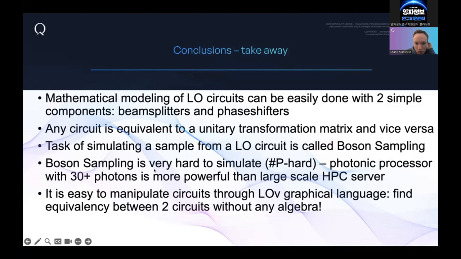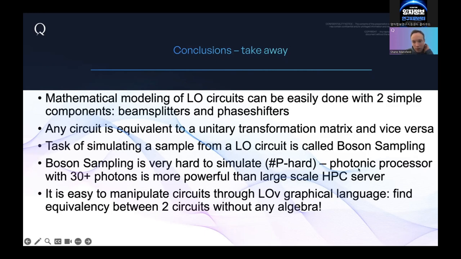We talked about boson sampling. That's the task of simulating a sample from a linear optical circuit. It's very hard to simulate. So in complexity theoretic terms, it's #P-hard. That is a tough class.